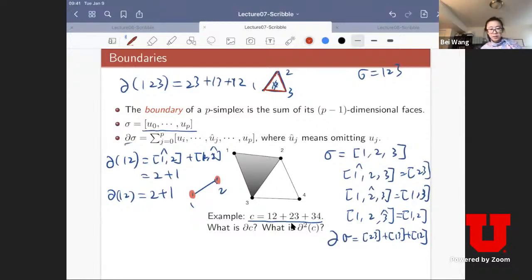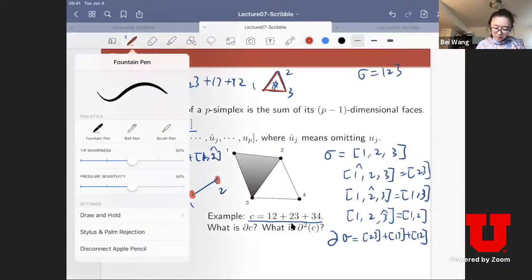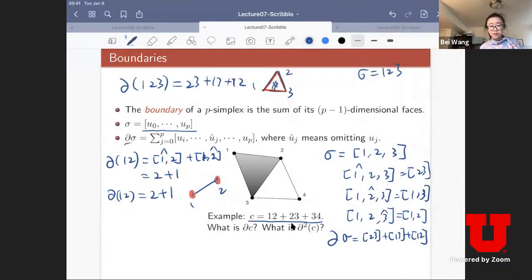Now, if I operate over a linear combination of simplexes, for example, in this case a linear combination of edges, then I can take the boundary of this chain, which is the boundary of this linear combination, operating on the boundary of each individual element.